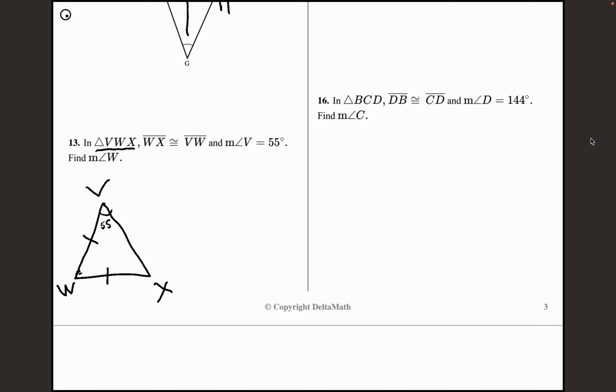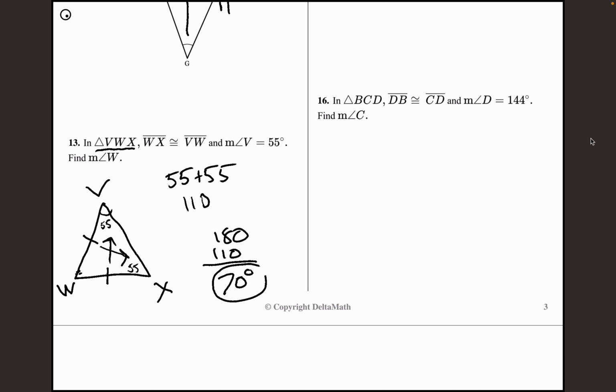Now, I have my two congruent sides, so I need to identify my two congruent angles. All right, so which two angles are congruent? V and X, because I go directly opposite. So X is also 55, so how do I find W? Add them together, so what's 55 plus 55? And subtract that from 180. And there's my missing angle. Okay?